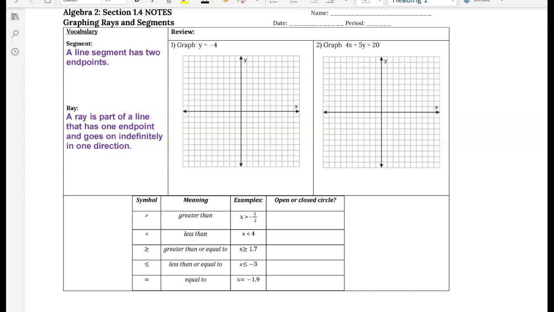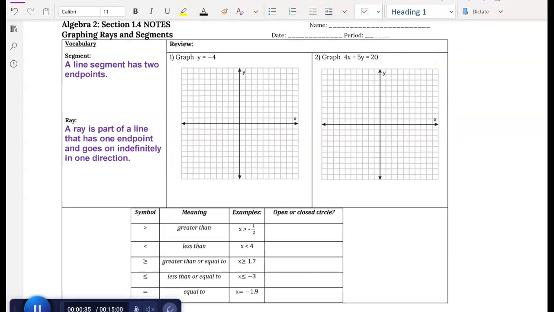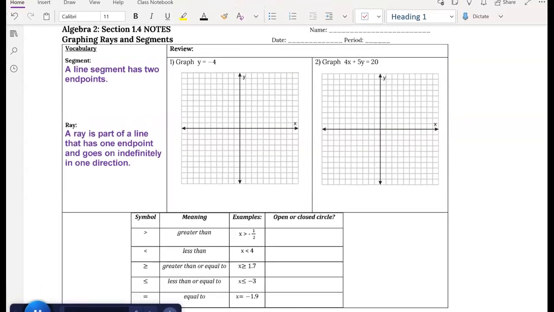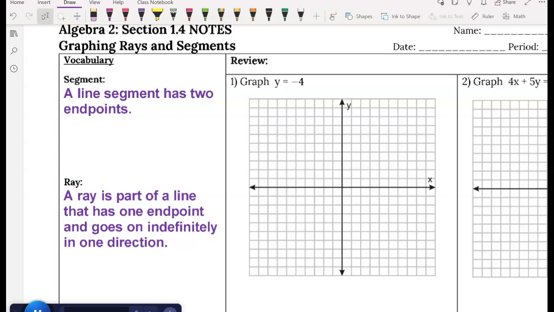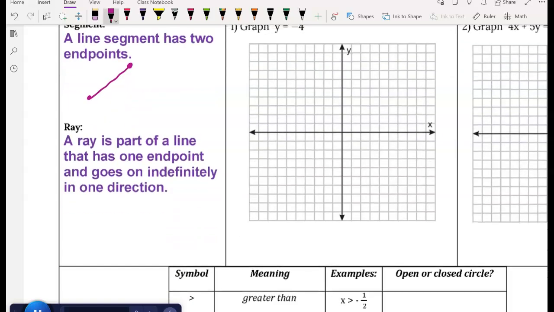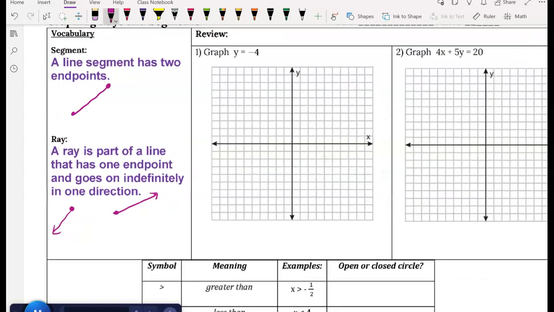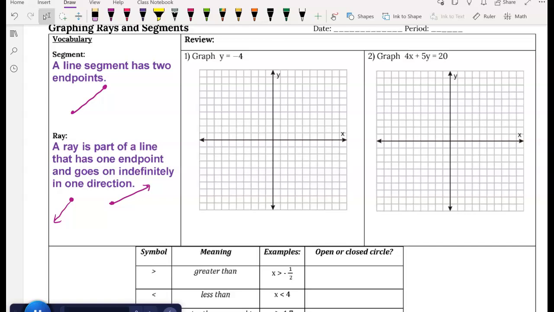We have two definitions here, so let's start with that. First definition is called a segment. A segment is a line segment that has two endpoints. So two endpoints meaning that we have one here and one here, and we can connect them like that, okay? A ray is part of a line that has one endpoint only, and one goes on indefinitely. So it could be this way or it could be that way, okay? Again, make sure you guys pause and complete the two review questions 1 and 2, these ones.